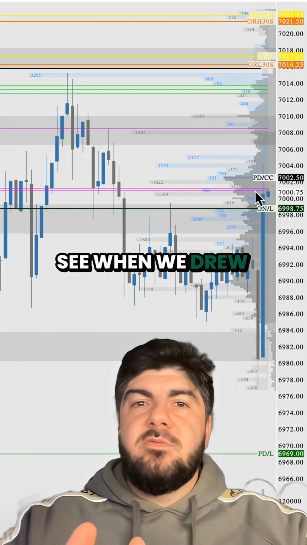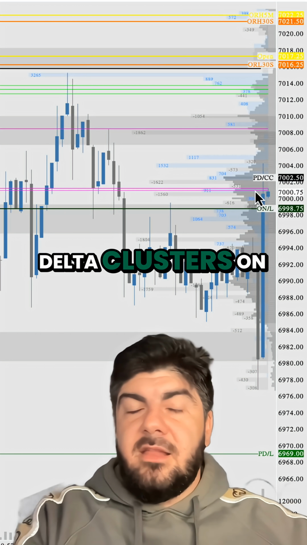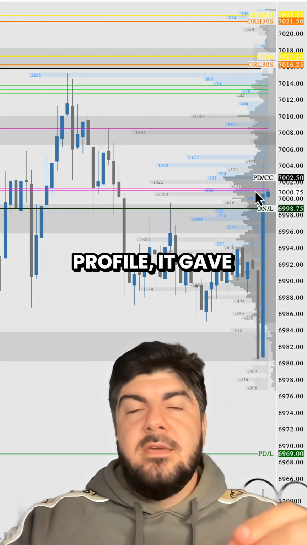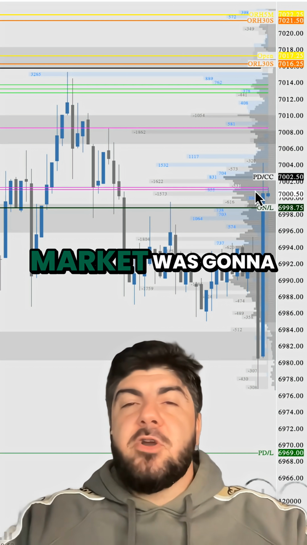So as you can see, when we drew these levels on today's session based on the past delta clusters on the split volume profile, it gave us really high probability zones of where the market was going to stop.